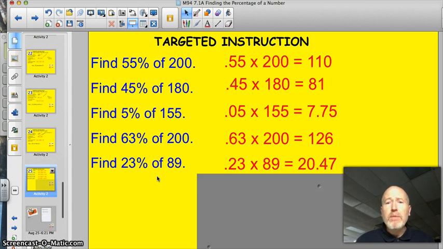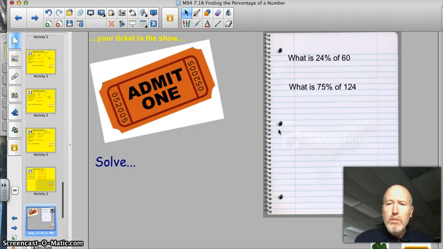All right, remember those steps. Divide by 100 by moving the decimal 2 spots to the left. Multiply that decimal then times whatever number you're working with. Check to see if your answer makes sense. All right, here's your ticket to the show. Complete these 2 problems for tomorrow and bring them to me in class. What is 24% of 60? What is 75% of 124?